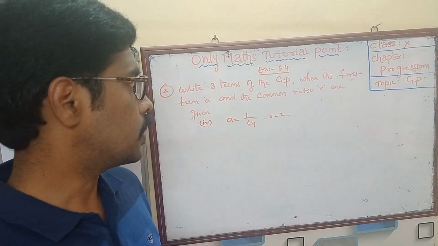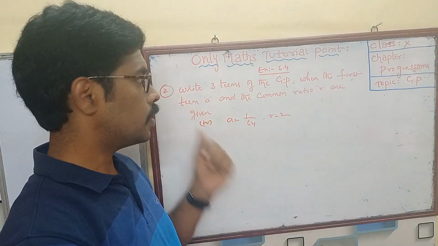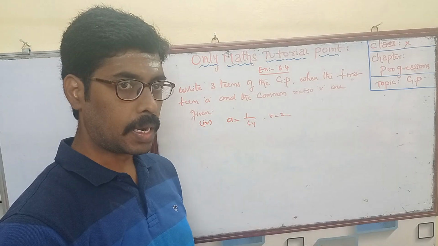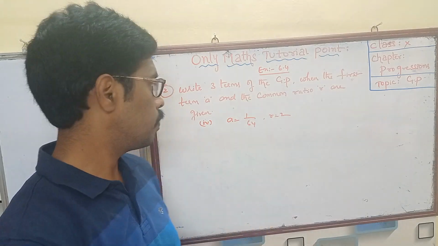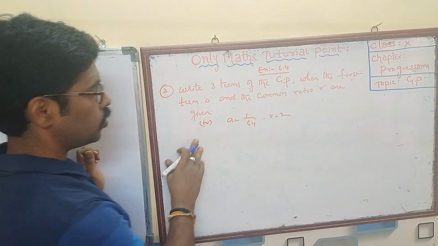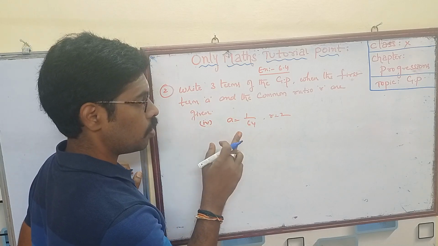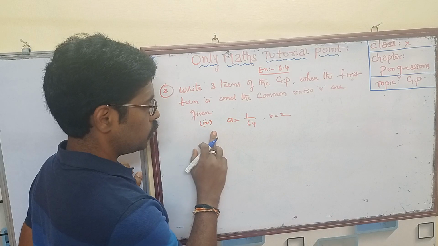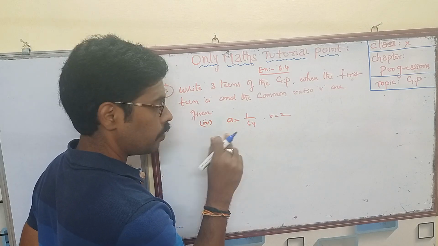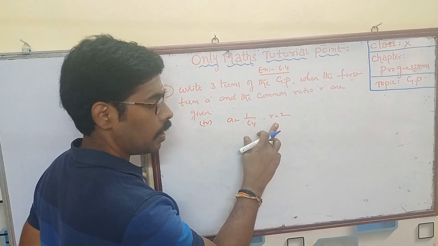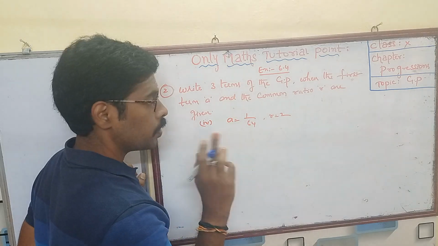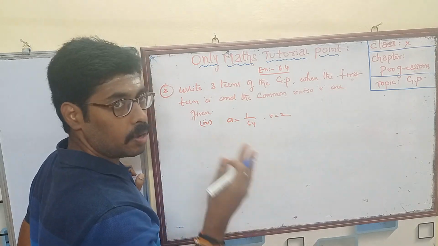Today we are going to discuss the second sum of chapter Progressions, class 10th, topic GP. That is the fourth sum. So what are they asking? Write three terms of GP when the first term A and the common ratio R are given. So here the A value, that is the first value T1, is given as 1 by 64 and R, that is the common ratio, is given as 2. We need to find the next three terms of the GP series.